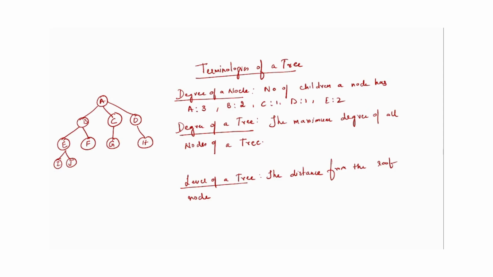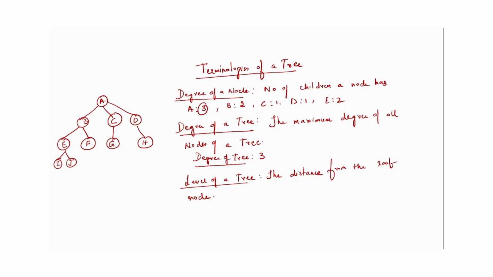What is the degree of a tree? The maximum degree of all nodes of a tree. As we can see here, we have got the degree of each and every node in this tree. Therefore here maximum is nothing but 3. Therefore I can say degree of a tree is 3. So A has 3 children, B has 2, C has 1, D has 1 and E has 2. Therefore degree of this tree is the maximum degree of all nodes. Here A has 3 children, therefore degree of a tree is 3.